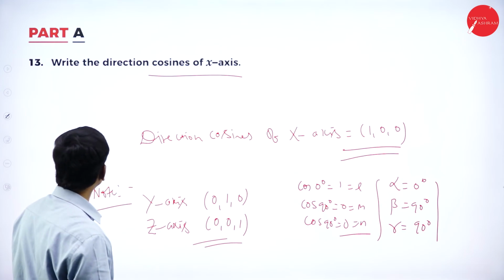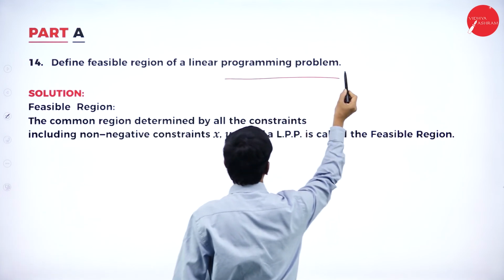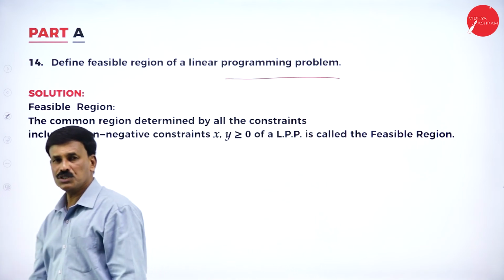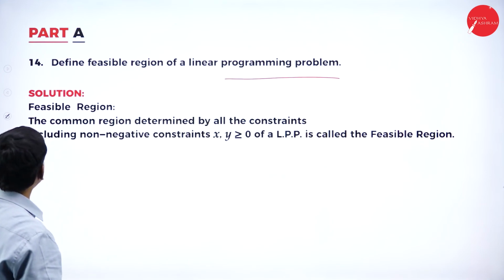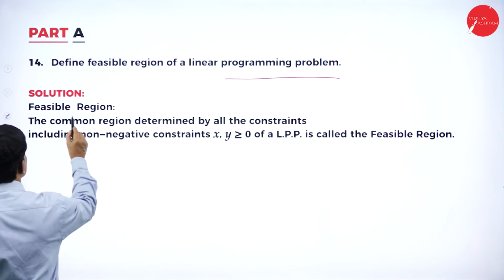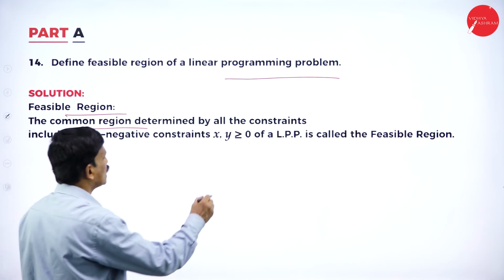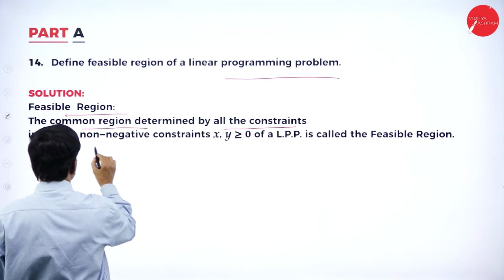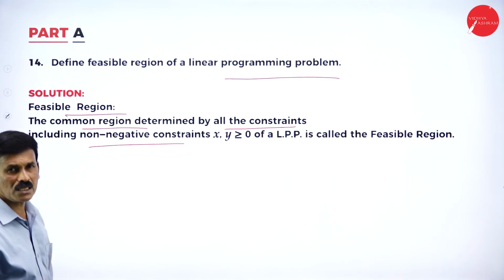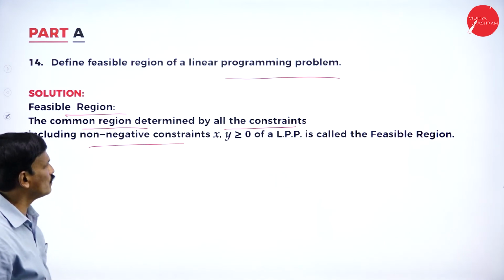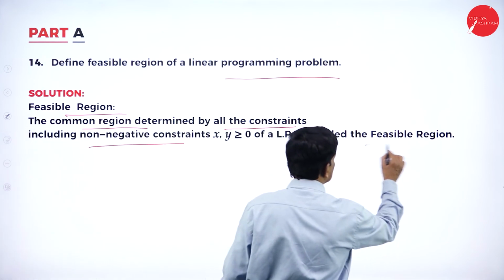Now let us come to the next question, number 14. So define the feasible region of a linear programming problem. It's from LPP. So you will get one definition like this from LPP for 1 mark. Feasible region means the common region determined by all the constraints, including the non-negative restrictions, x greater than or equal to 0 and y greater than or equal to 0, of a linear programming problem is called a feasible region.